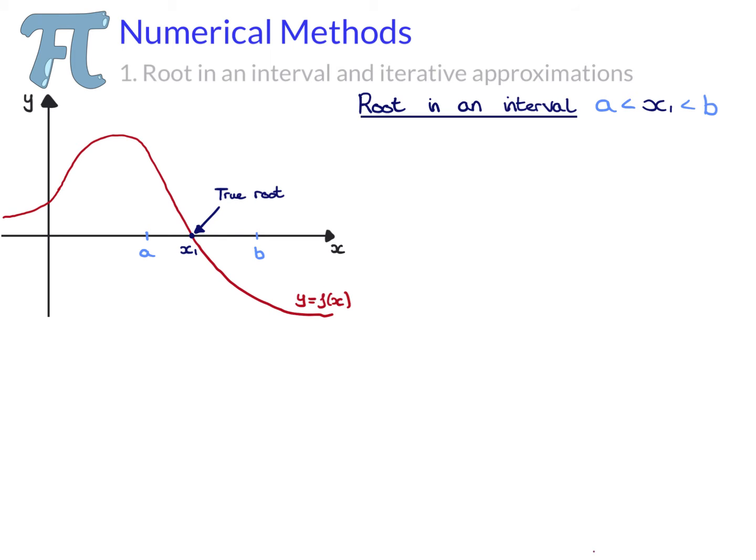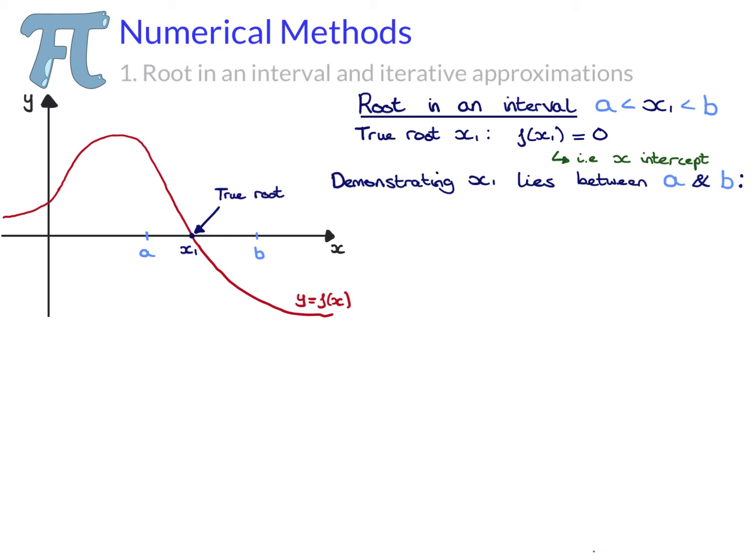First, we want a way of demonstrating that a function has a root in a given interval. This means that somewhere in this interval lies the x value that makes the function equal to 0, even if we don't know exactly where it is. On a graph, that means somewhere in this interval, the curve crosses the x-axis.